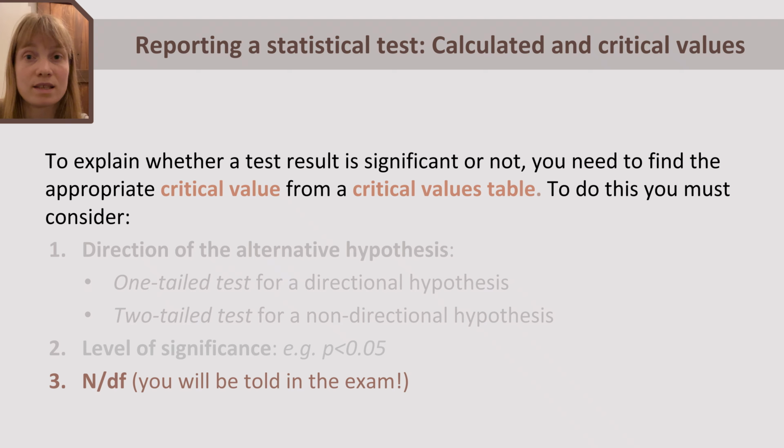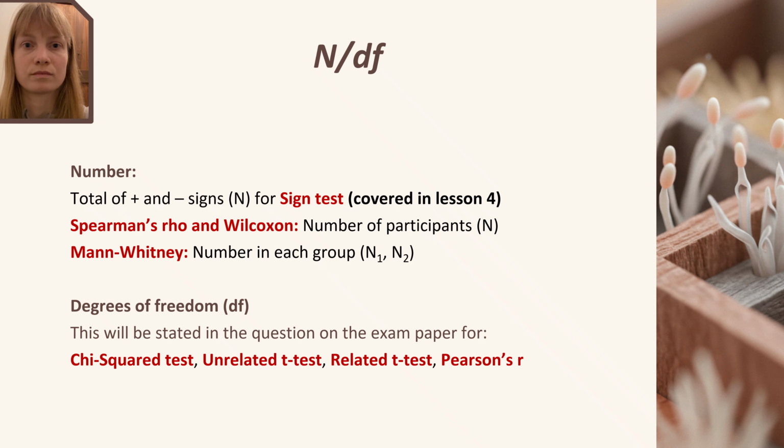Let's look at one last ingredient that we will need to determine significance: the number or degrees of freedom. Spearman's rho and Wilcoxon use the number of participants. Mann-Whitney uses the number in each group, and the sign test uses a number as well that you will figure out how to calculate in lesson 4.